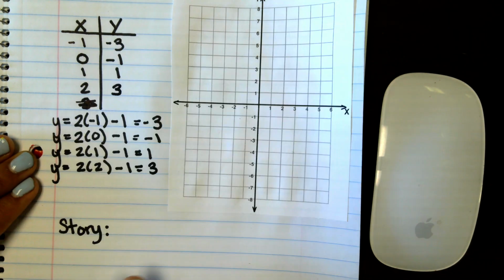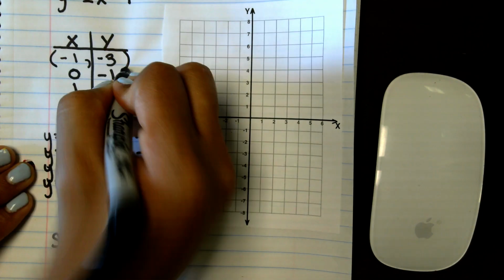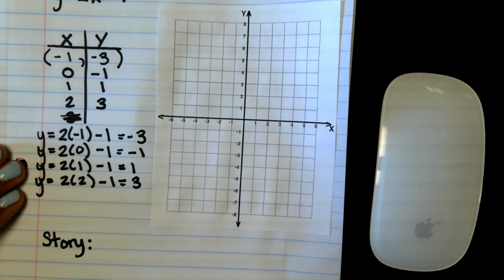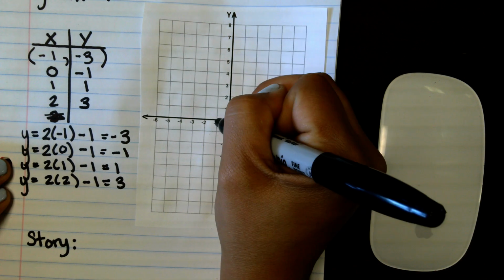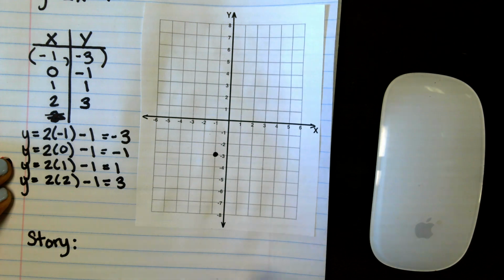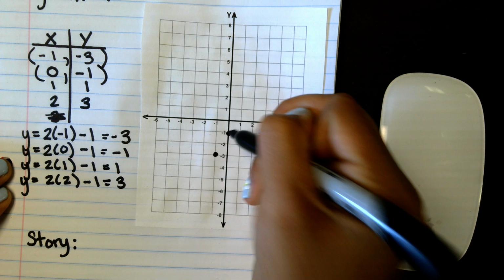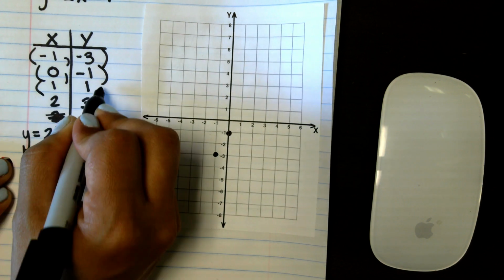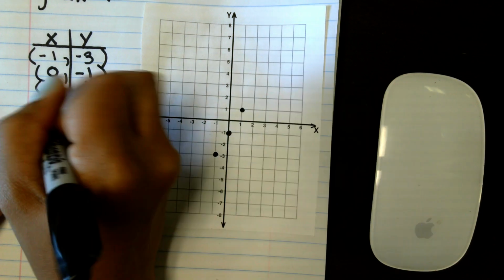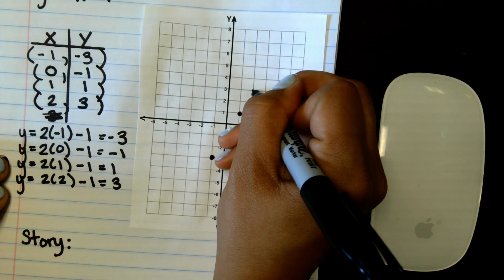So now, if you watch the first video, you'll know we have some points that can simply be thrown onto the graph. So the first one is at -1, -3. So we have -1, -3. 0, -1. So 0, -1. 1, 1. So 1, 1. And let's graph all of them. 2, 3. Over 2, up 3.